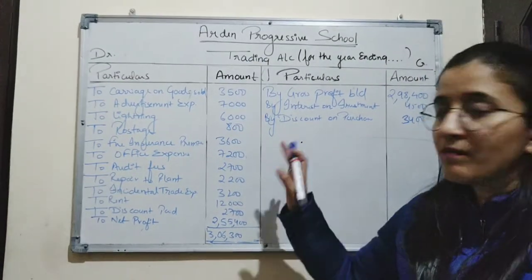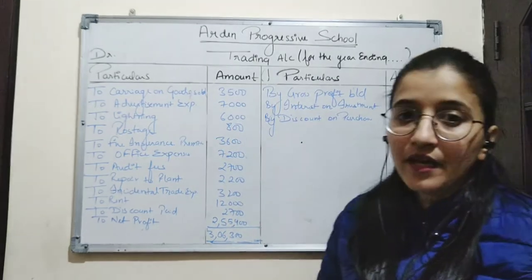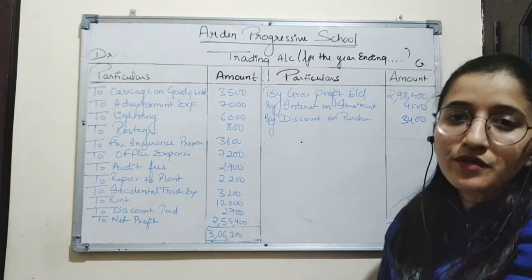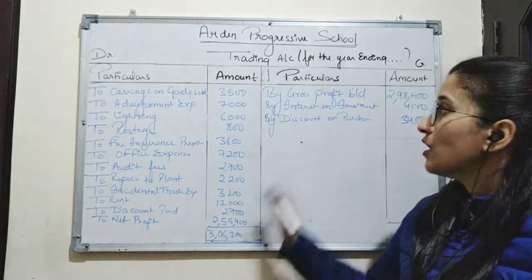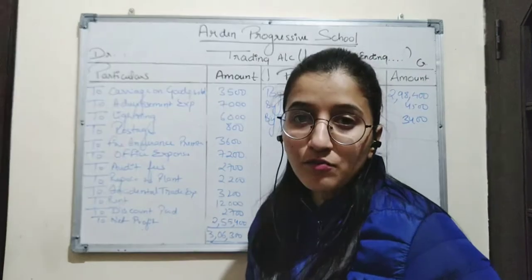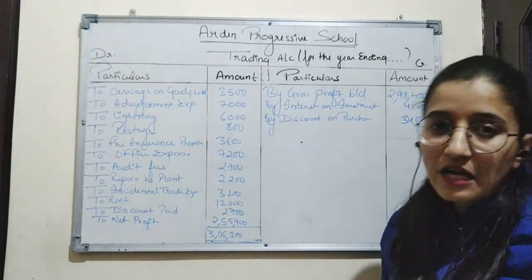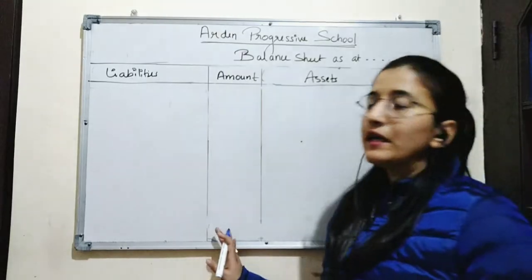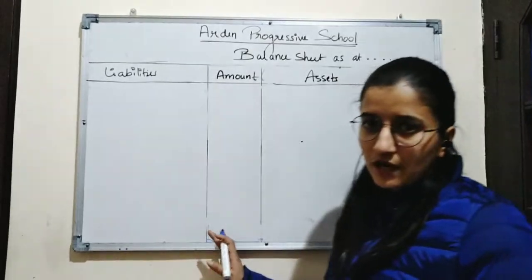So this is how we prepare trading and P&L account. Now we will prepare the last second account, which is known as balance sheet. By preparing trading and P&L account, we have calculated gross profit and net profit. Now to find out the financial position of the business, we will prepare balance sheet. So now at last we will prepare the balance sheet of the company.